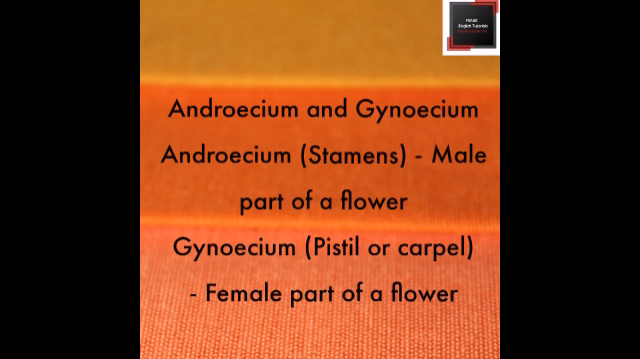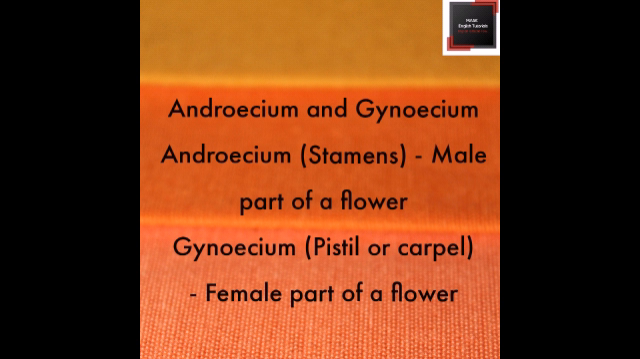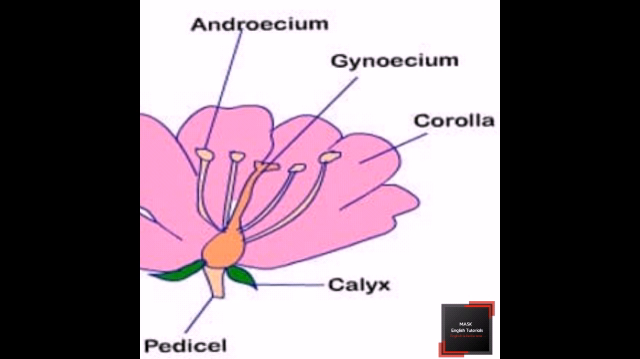First, differences between Androecium and Gynoecium. Androecium. Androecium refers to the male part of a flower. It is also called as stamen. Gynoecium. Gynoecium refers to the female part of a flower. It is also called as pistil or carpel.